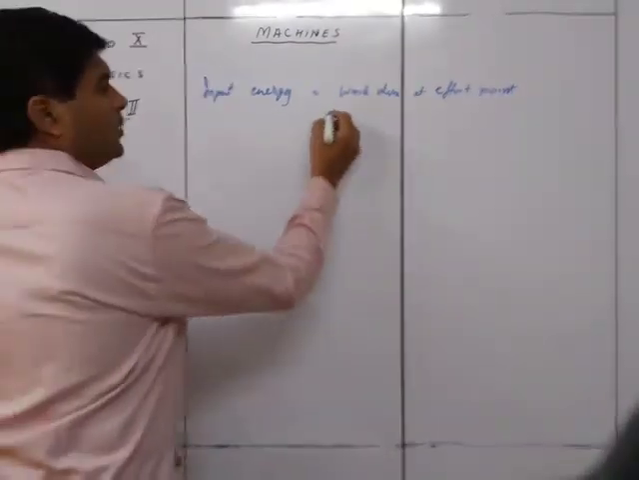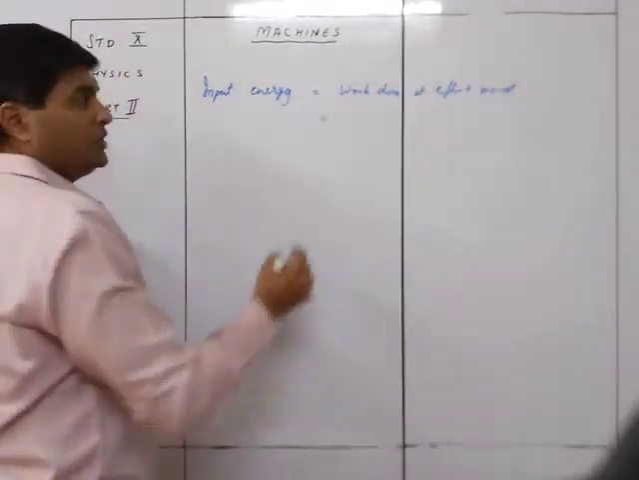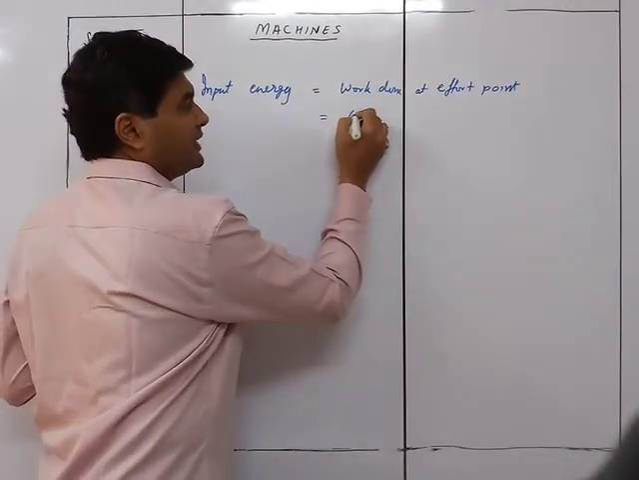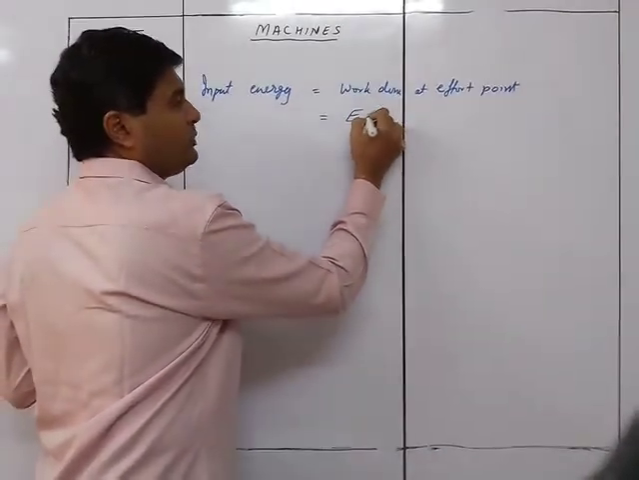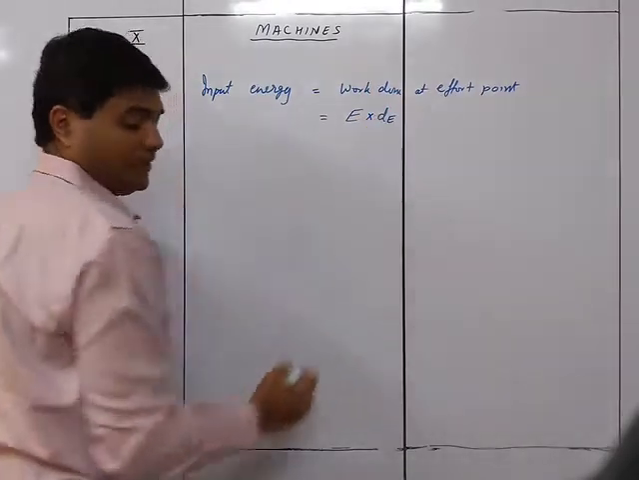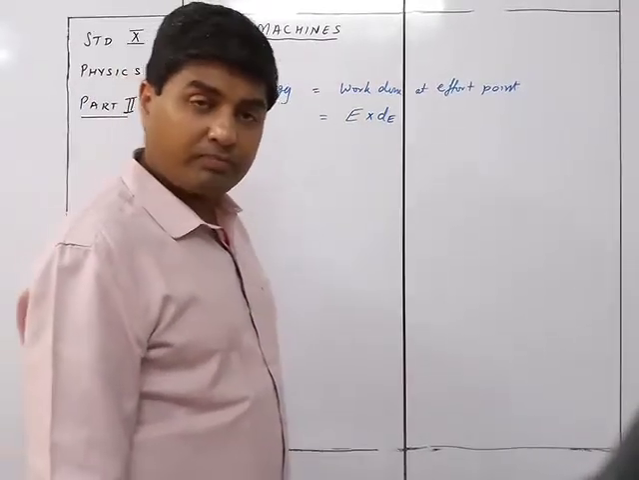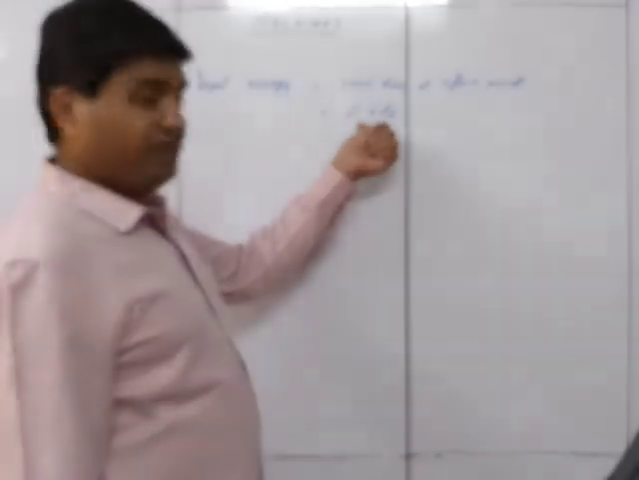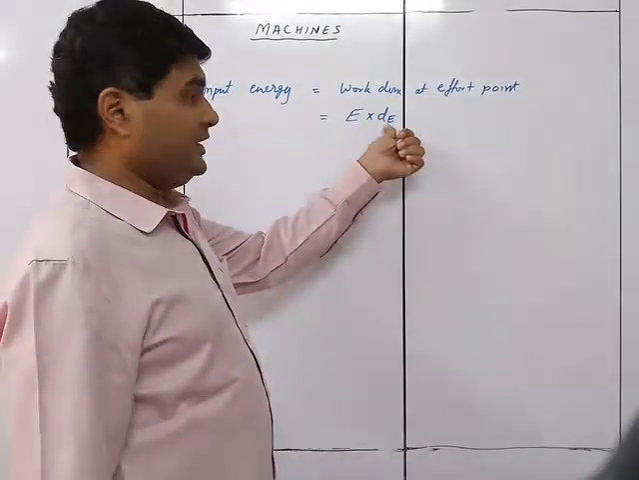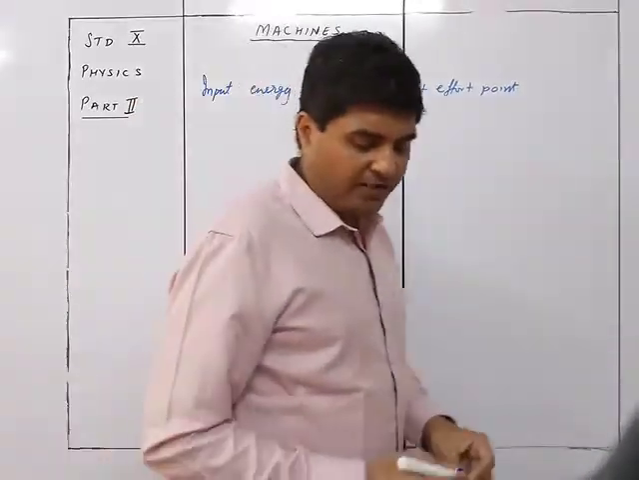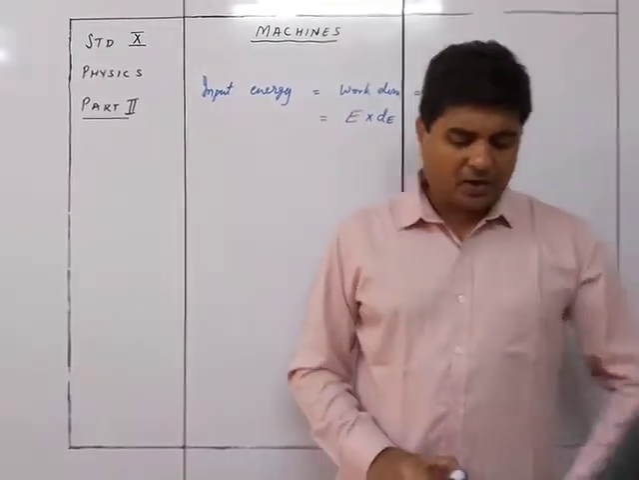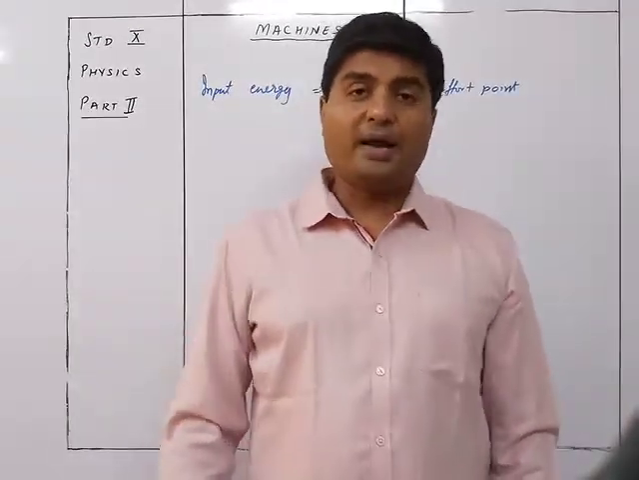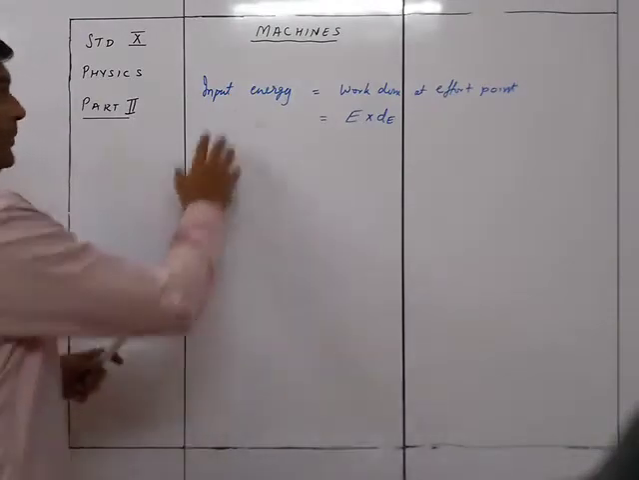Now work done, what is work? Force into displacement. So therefore it will be force, what is the force? Nothing but the effort. And what is the displacement? Displacement of the effort. So E into dE, right? Effort into displacement of the effort. So effort into displacement of the point of application of effort is called the work input energy.